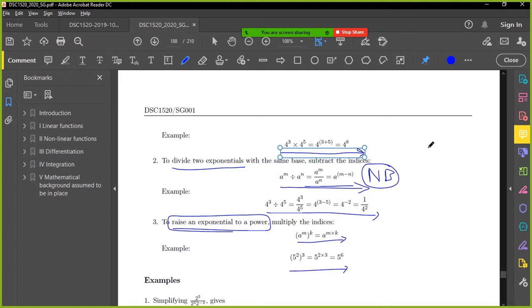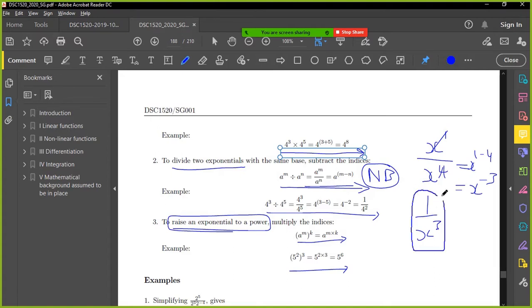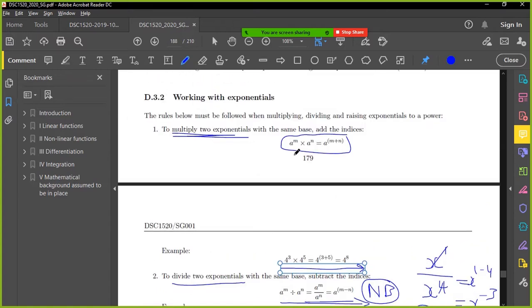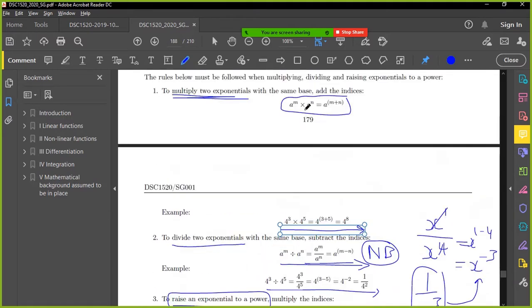For example, if I had x to the 1 over x to the 4, that would be x to the 1 minus 4, which is x to the minus 3. Or you can just cancel, and get 1 over x to the 3. So 1 over x to the 3 is the same as that. Does that make sense? Yes. So these are just some basics looking at exponent rules. This page, page 179, I would probably keep somewhere. Just those rules, that's all.